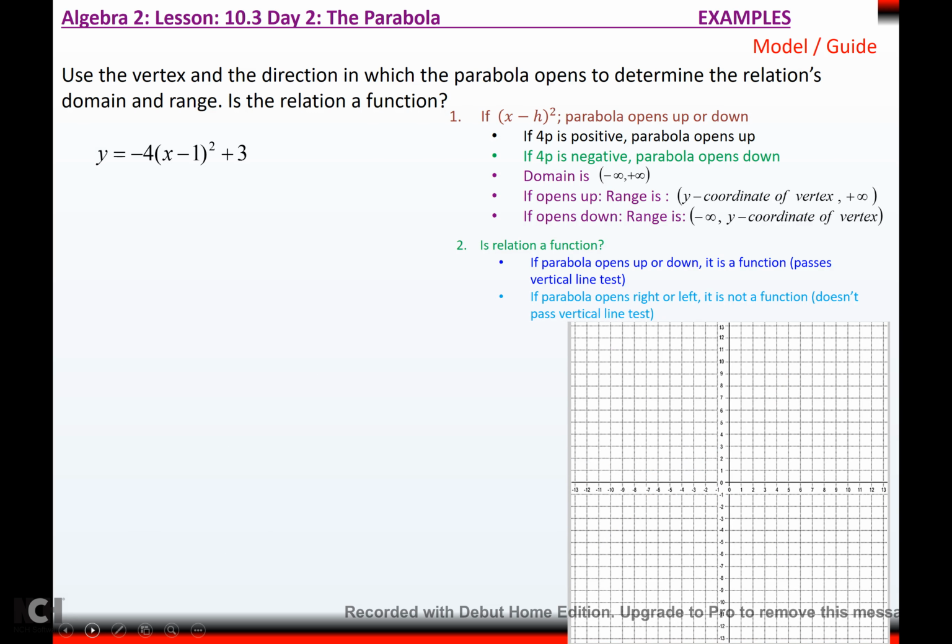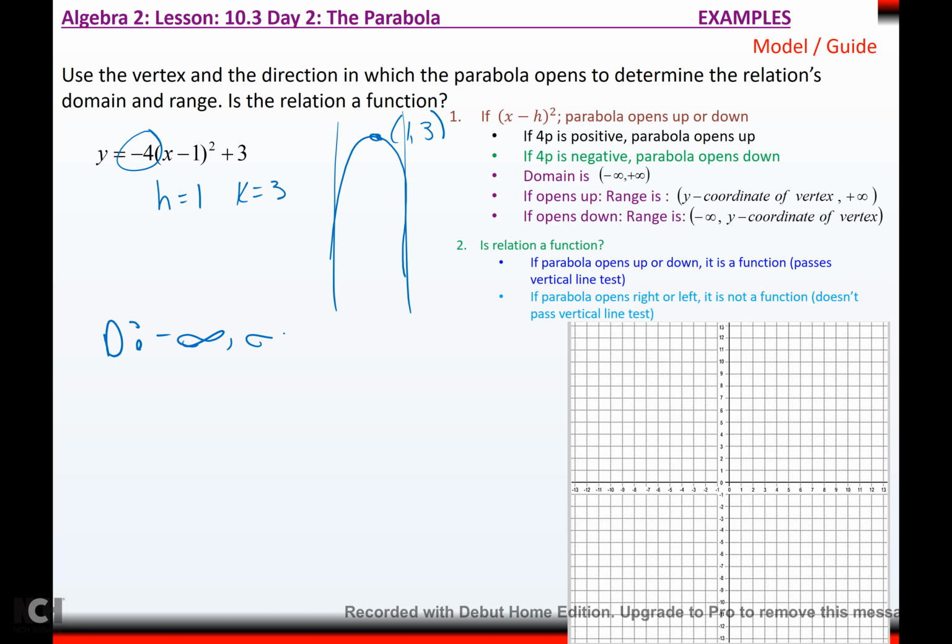Alright, so again, let's do the same thing. This one's already written in vertex form for me. x is being squared and 4p is negative, so it's going to open down. And my vertex is going to be at h, which is 1, k, which is 3. So this vertex is at 1, 3, and it opens down. Which means for my domain, I can't block it right to left. That's going to be negative infinity to infinity. But my range, I can't block the bottom, so it starts at negative infinity. But I can block the top, and it goes no higher than k, which is 3, and includes it, which is a bracket.